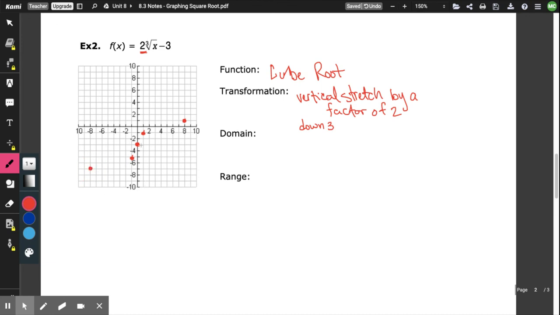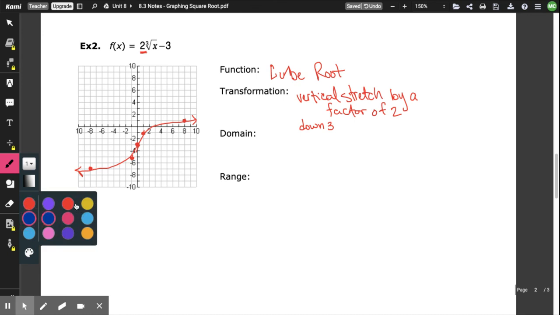Then I can use those points kind of as a guide to get my picture. It's going to maintain the same shape as the parent function. Oops, I missed on that side. I'm going to try that one again. Maintains the same shape as the parent function, but it does look like it's been stretched vertically by a factor of 2 and shifted down 3 units, which is what we expected.